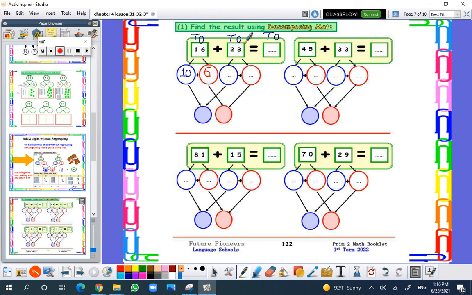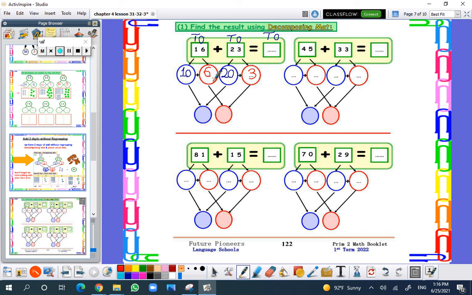23. 2 on the tens, so I'm going to write 2 and 0. And what about the ones? It will be 3 without adding any 0. So now I represent 16 by decomposing math, and I will represent 23 by decomposing math. So what is the first step now?